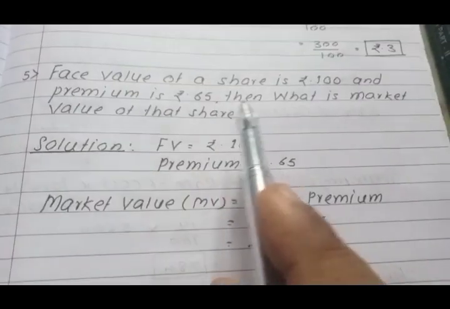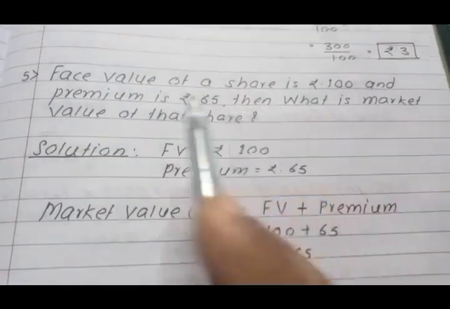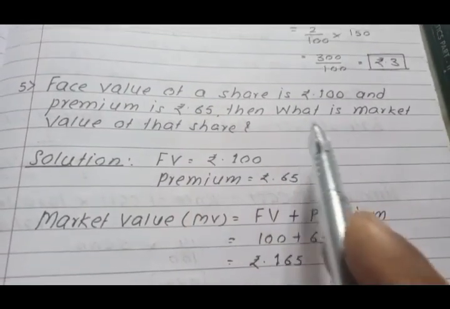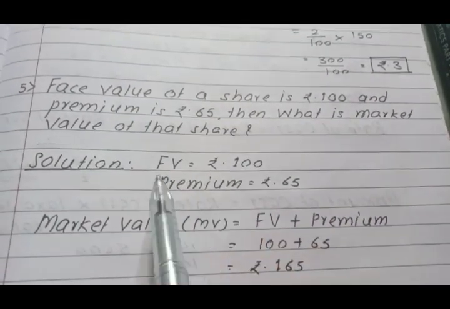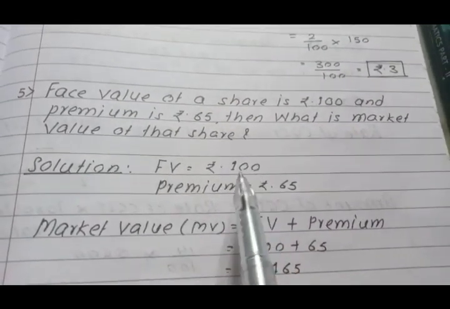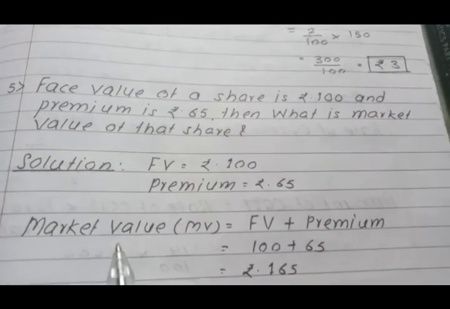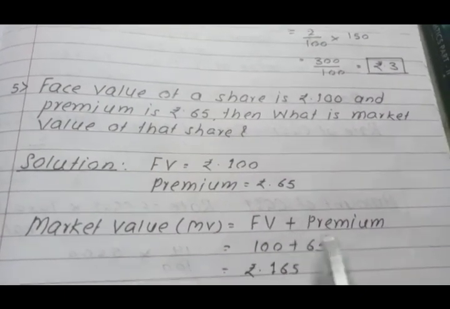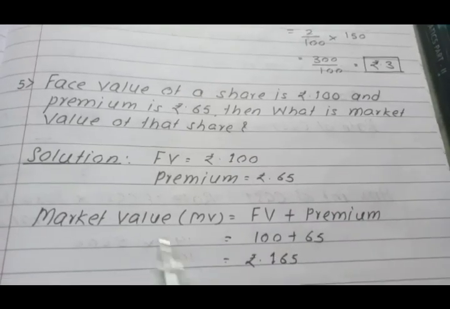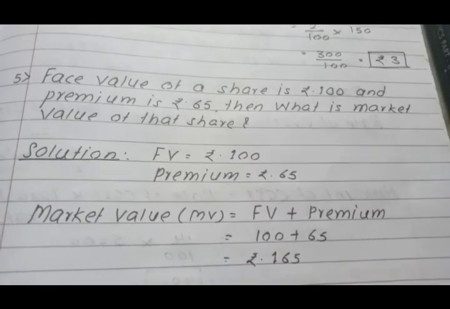Next, face value of a share is rupees 100 and premium rupees 65, then what is the market value of the share? Answer, face value 100 rupees given, premium given 65 rupees. Formula, market value equal to face value plus premium, 100 plus 65, means market value rupees 165.